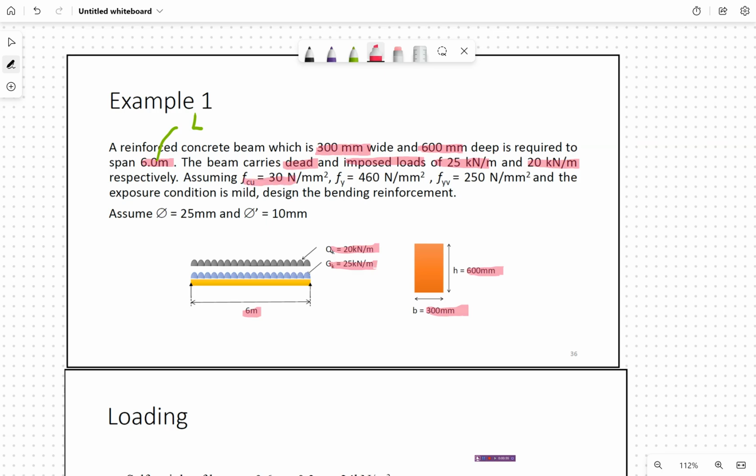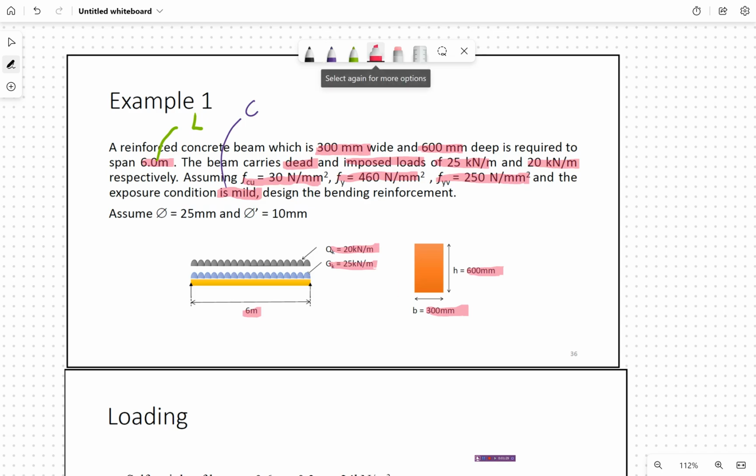Assuming FCU, this one referring to the strength of the concrete, Fy referring to the strength of the bending reinforcement ataupun main bar ataupun main reinforcement, and Fyv referring to the strength of shear reinforcement ataupun link, and the exposure condition is mild, meaning this one refer to the concrete cover.